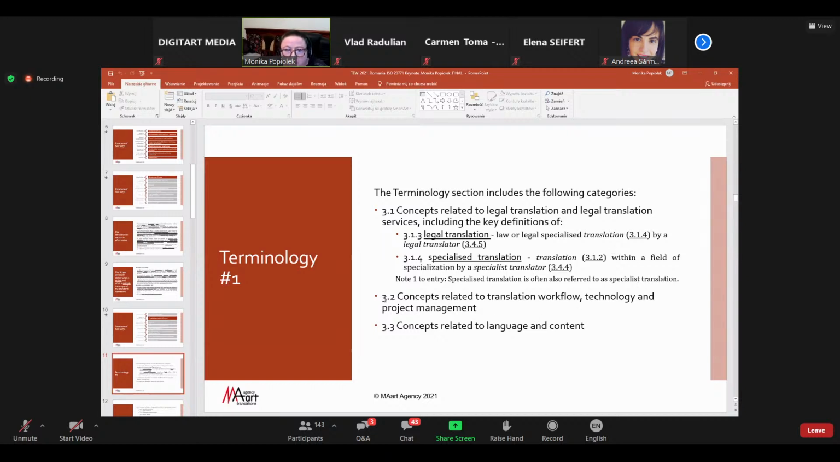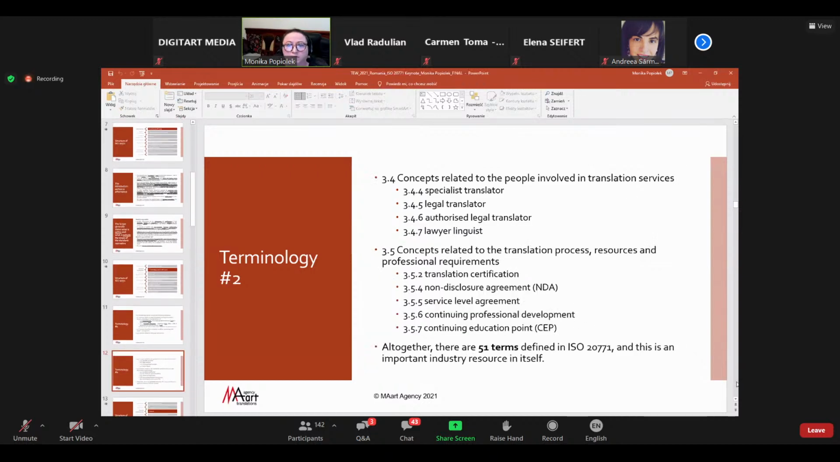The second section here would be concepts related to translation workflow, technology, and project management. And then we'd have concepts related to language and content. And then we have concepts related to the people involved in translation services. Of course, here you'd be dealing with terms and definitions for the specialist translator, for the legal translator, and as I mentioned before, for the authorized legal translator.